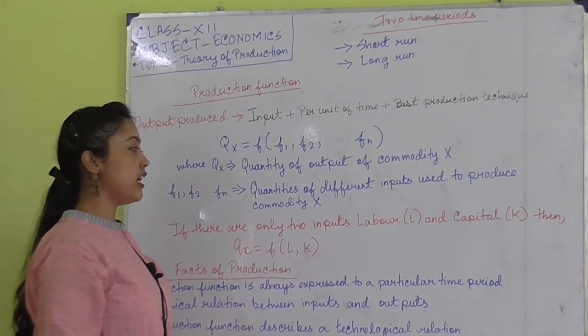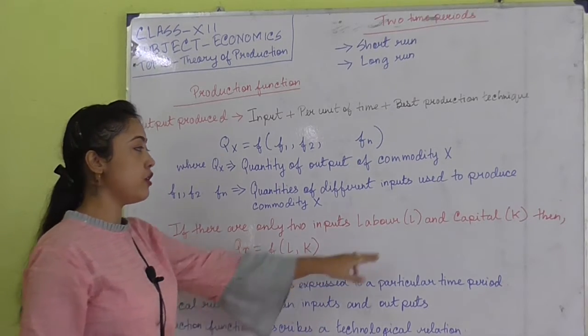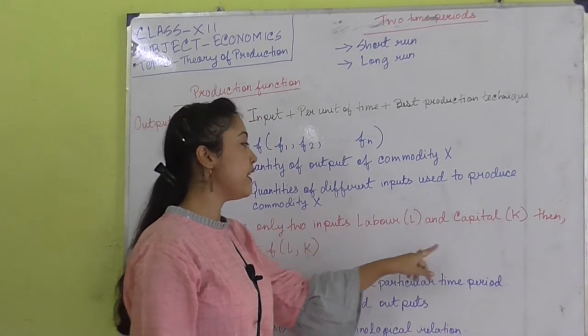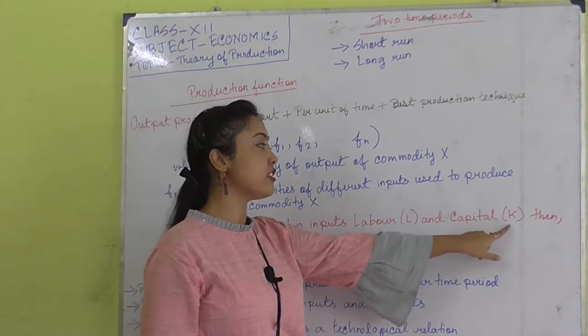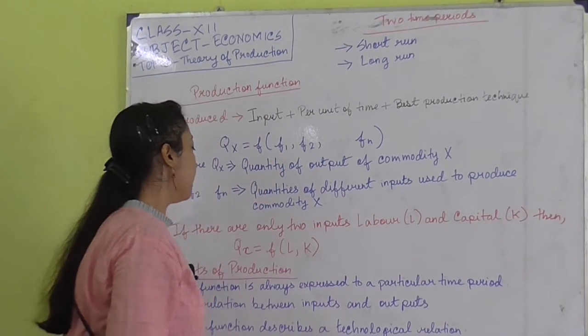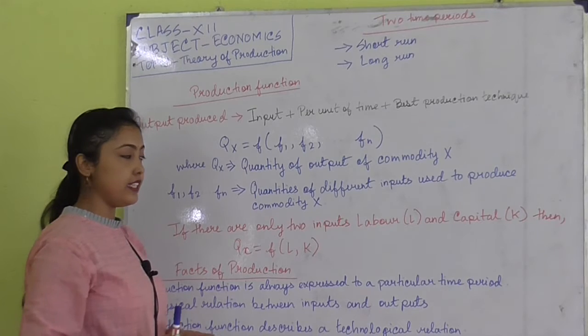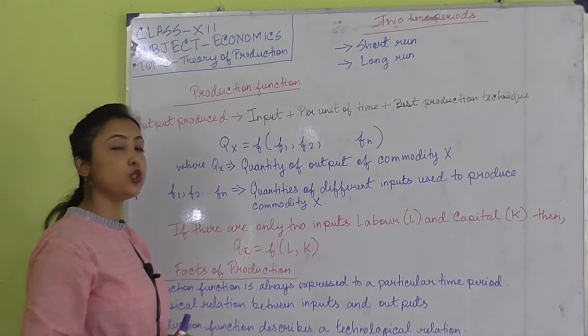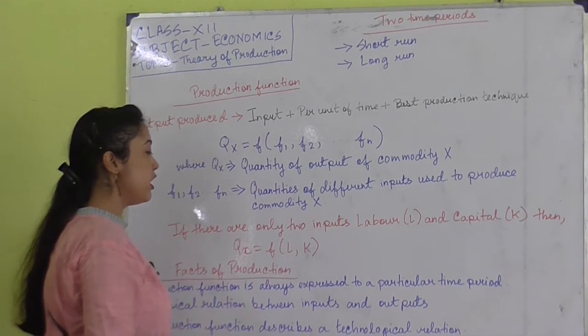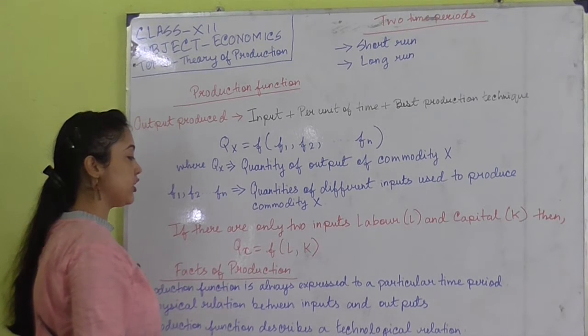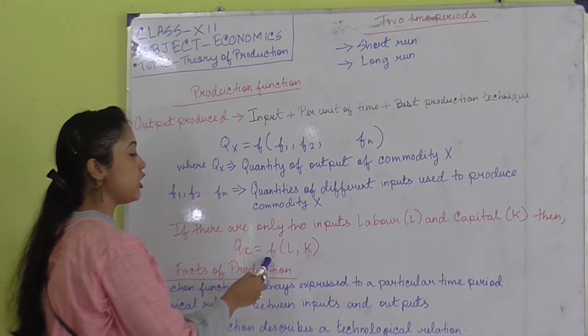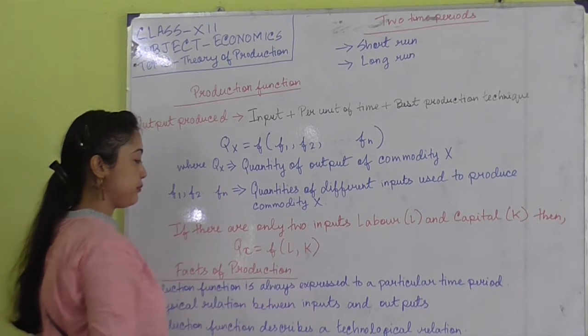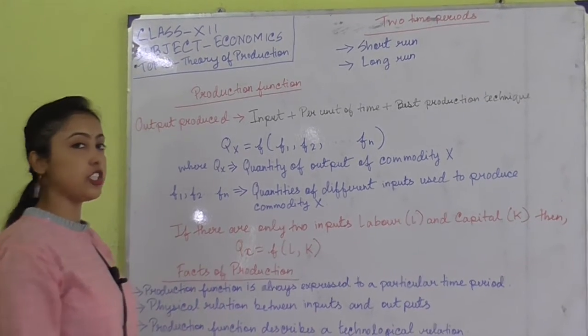Now if we consider only two types of inputs, suppose labor and capital, labor is denoted by L and capital is denoted by K. In order to make this simple, we are considering only two inputs, that is labor and capital. So now we can write the production function as Qx is equal to f(L, K). So this is known as the production function.